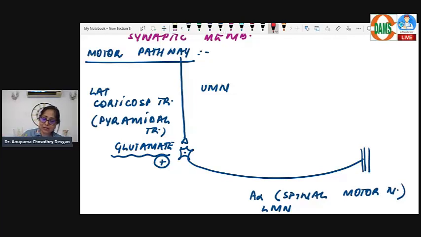Now, present within the spinal cord, there is a small GABA secreting neuron. This secretes GABA. This is present within the spinal cord. This GABA now causes a hyperpolarized synaptic membrane. And which is the presynaptic membrane? Membrane of the pyramidal tract neuron, membrane of the upper motor neuron. This is now hyperpolarized. So when this is hyperpolarized, right?